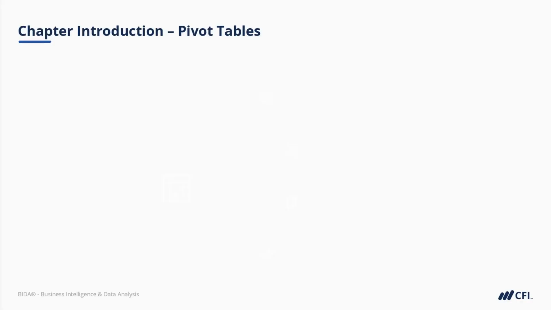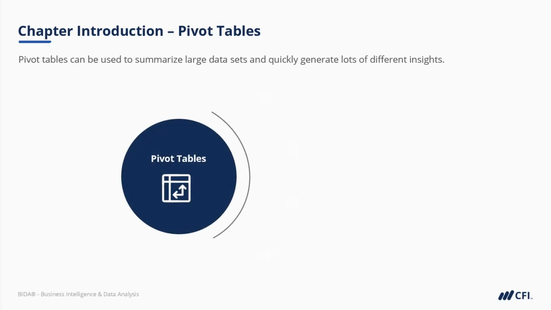In this chapter, we will look at a more robust form of analysis, pivot tables. Pivot tables can be used to summarize large datasets and quickly generate lots of different insights. We can aggregate our data, analyzing insights in every way imaginable by slicing and dicing our data. We will use a dataset to illustrate what the basic aspects of pivot tables are and how we can use each area in our analysis.